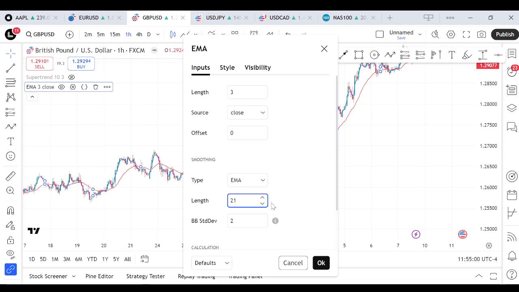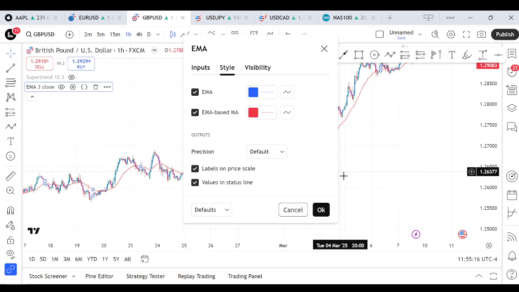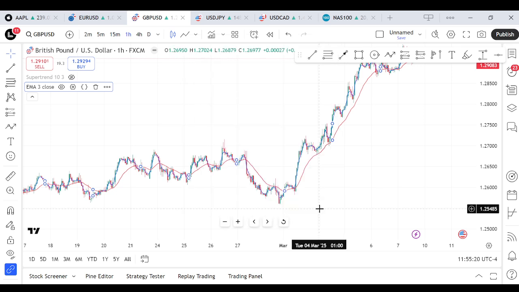As you can see, we have the 3-period and the 20-period moving averages. The blue line is the 3-period moving average, the shorter-term moving average, and the red line is the 20-period moving average, which is the longer-term moving average. And these are the settings for this particular strategy, the SuperTrend EMA strategy.